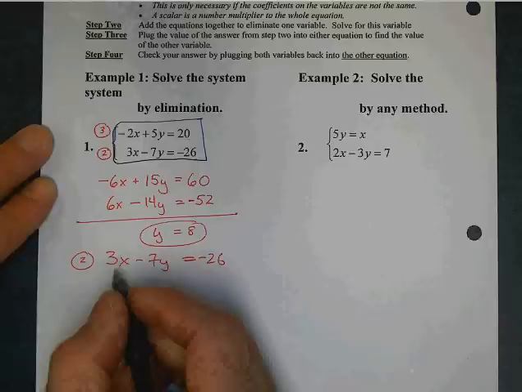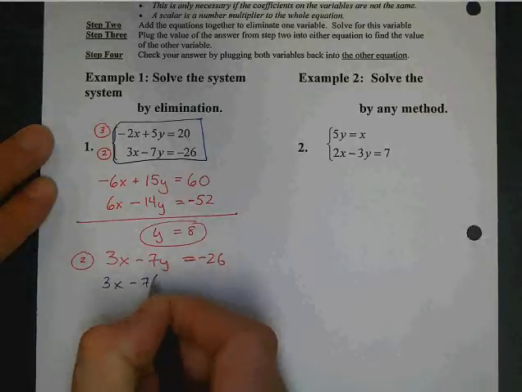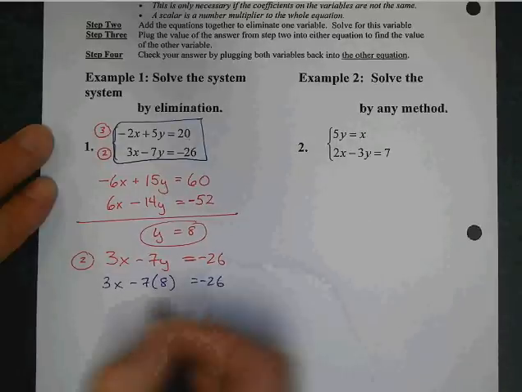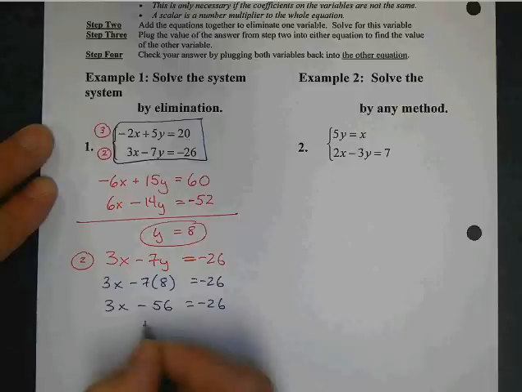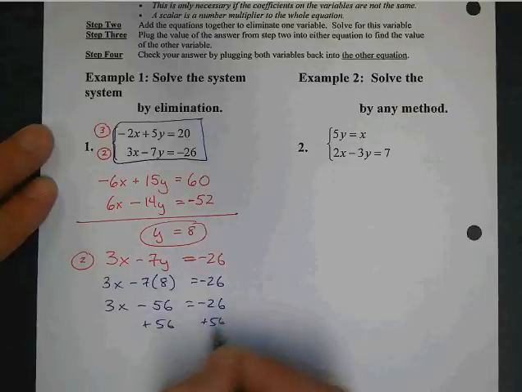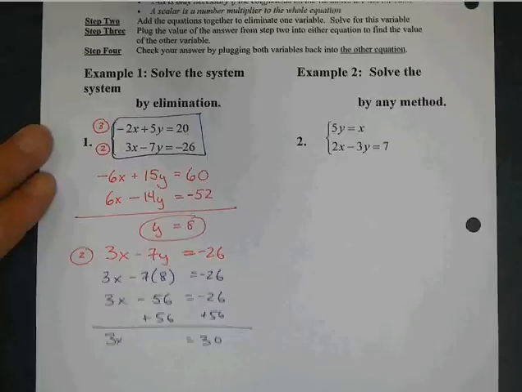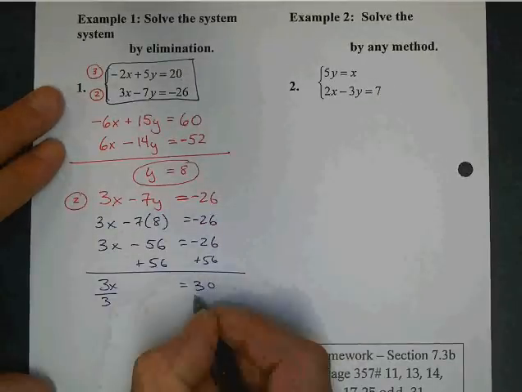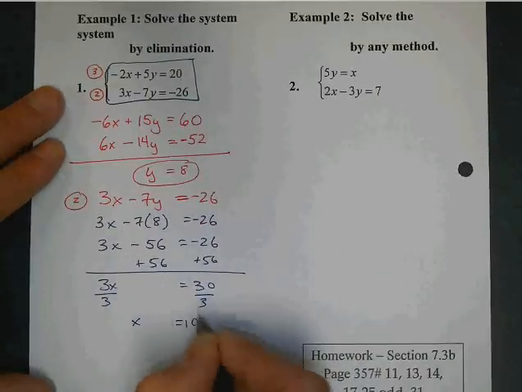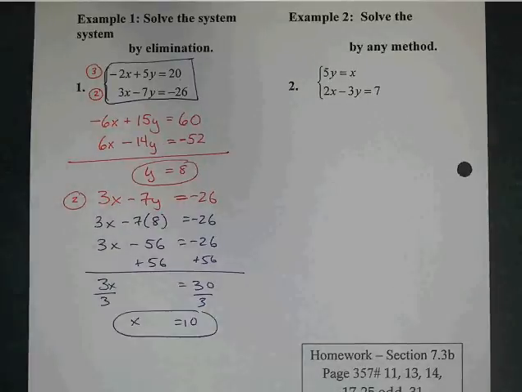So here we go. 3x minus 7 times 8 equals negative 26. So 3x minus 56 equals negative 26. Add it. 3x equals 30, which leaves us with x equals 10. Because the numbers are so perfect and so even, I'm almost absolutely certain it's right. But I still need to go through the process and check it.